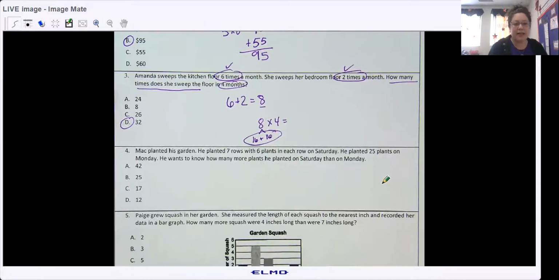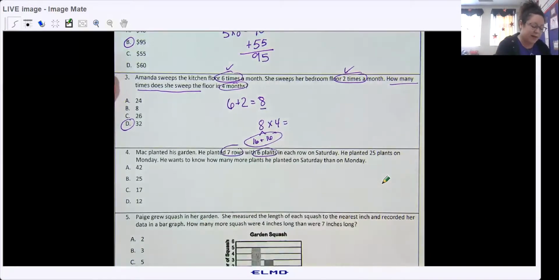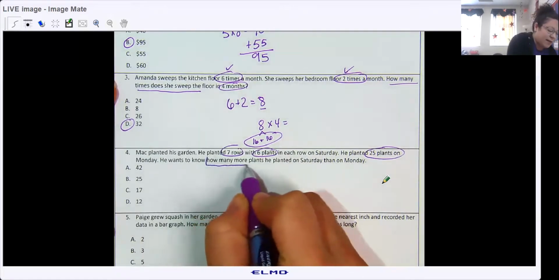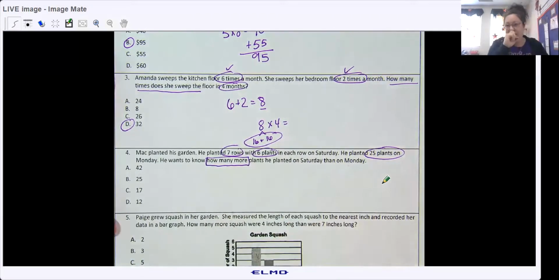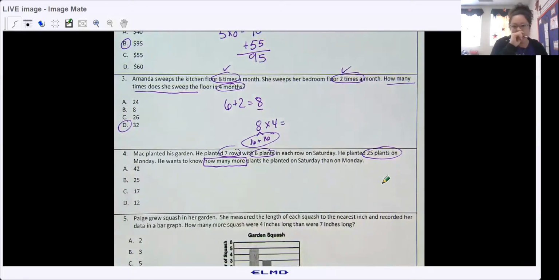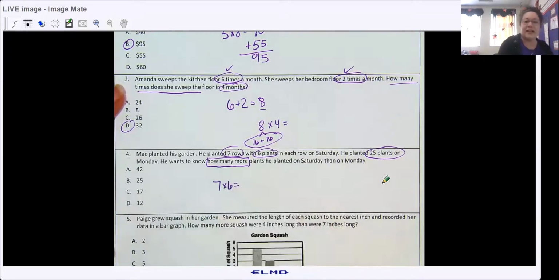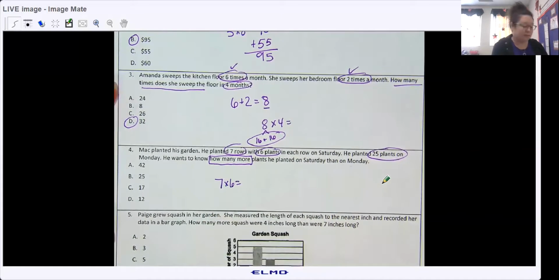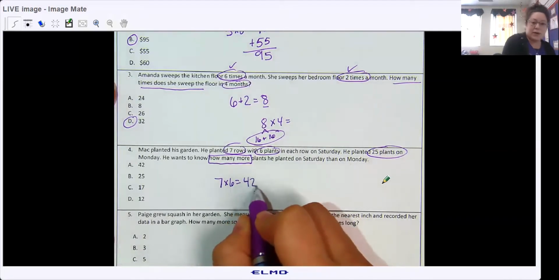All right, Mac planted his garden. He planted 7 rows with 6 plants in each row on Saturday. He planted 25 plants on Monday. He wants to know how many more plants he planted on Saturday than Monday. So we know eventually we are going to subtract, right? Well, we know he planted 25 on Monday. What did he plant on Saturday? 7 rows with 6 plants in each row. Okay, so that would be 42.